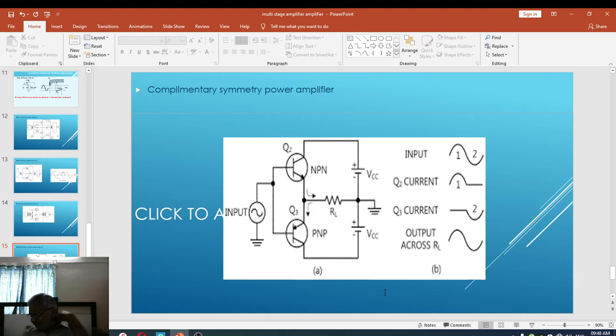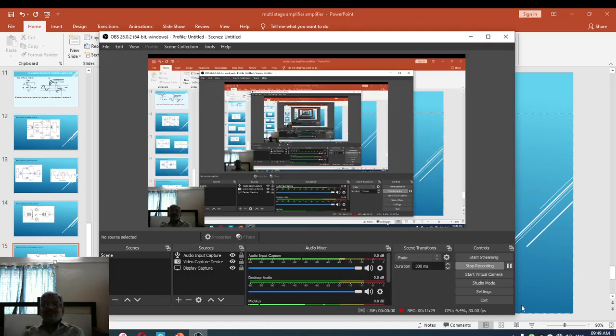It is mostly used in transmitters, and it is used in receivers at the last stages of cascaded voltage amplifier stages. Friends, that's all about complementary symmetry power amplifier. Rest we'll see next time.